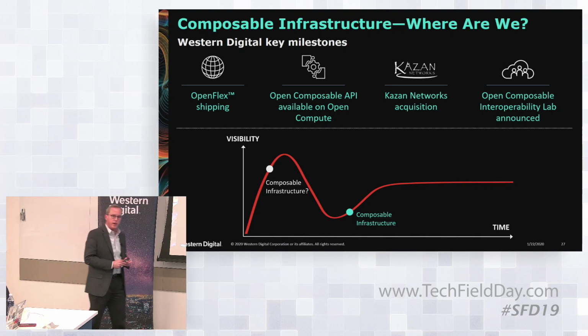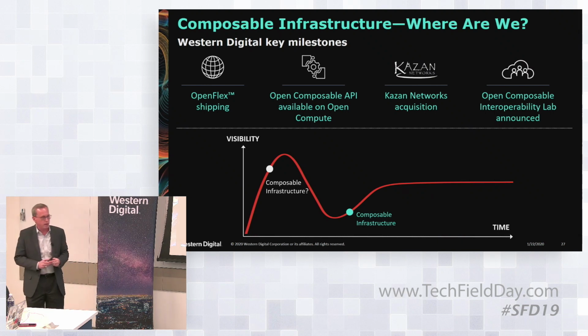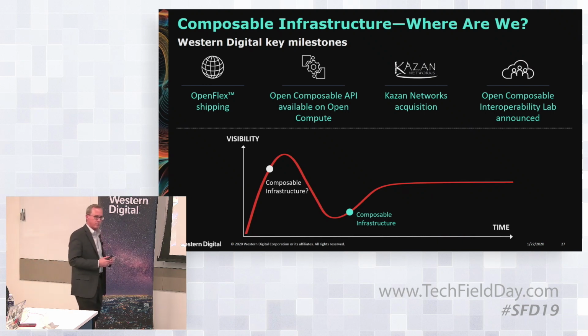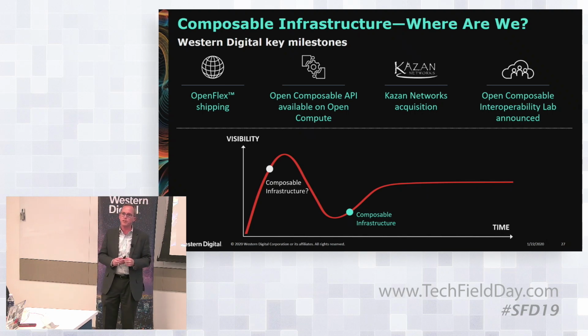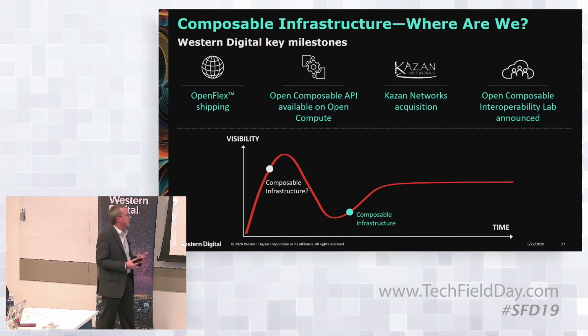The other thing that we've done is last year we invested in Kazan Networks. Kazan Networks is very strategic to us because NVMe over Fabrics is strategic as we look at the next generation data infrastructure. Kazan Networks has been involved in NVMe over Fabrics since their founding in 2014. Very high performant. We'll talk about some of the other benefits of the products that they're bringing to WD and we are integrating going forward.